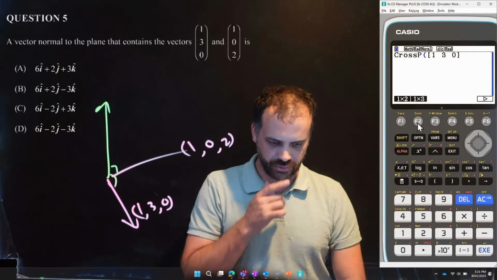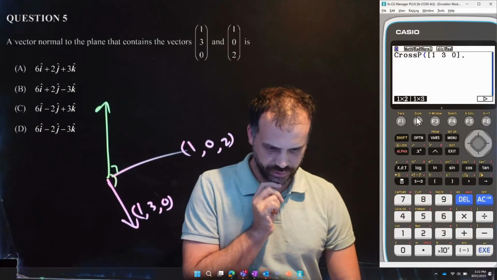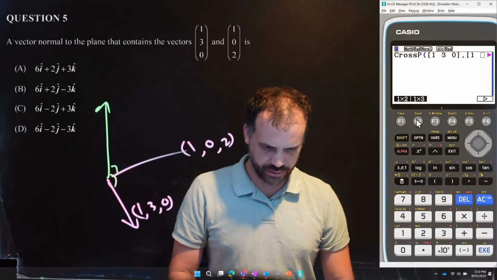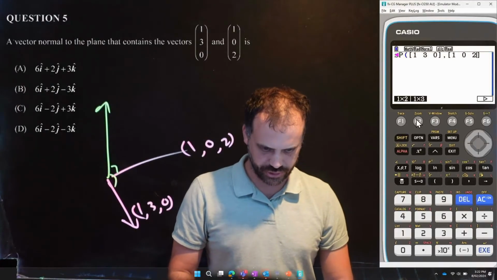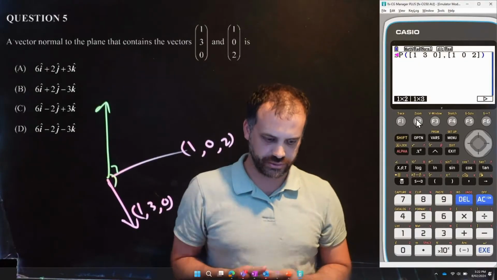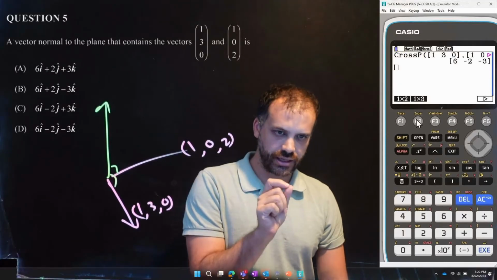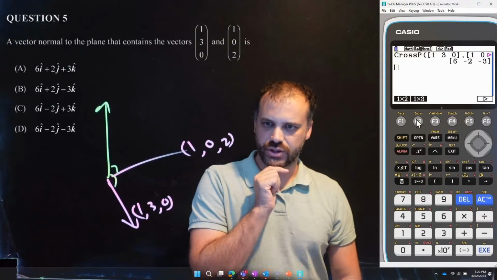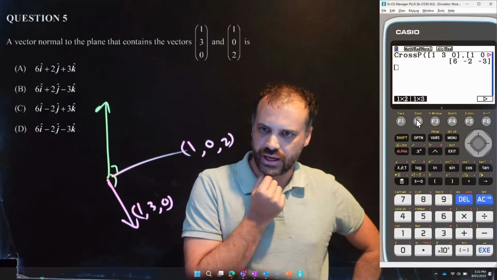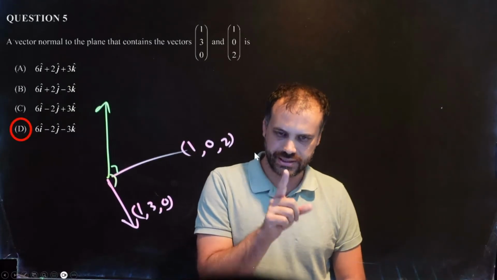And then after that, we want a comma. And then our second one, also a 1 by 3. And we've done 1, 3, 0, so we need to do 1, arrow across, 0, arrow across, 2. All right, and then we just have to close up the bracket for the cross product. And enter. 6, negative 2, negative 3. So do I see a 6, negative 2, negative 3? Not A, not B, not C, but I do see D.